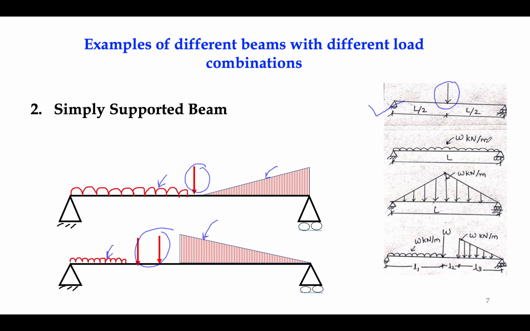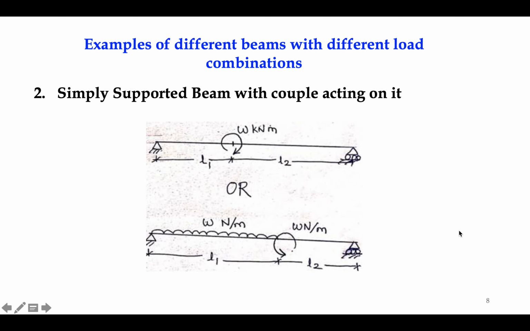Then this particular beam with UDL, W kilonewton per meter. So I said load per unit length is acting. Now this uniformly varying load can be a triangular load like this also, or different combinations. So we may get a variety of load combinations in our study. Here, in this one example, we show a simply supported beam with a couple acting. Okay, we may get such an example.